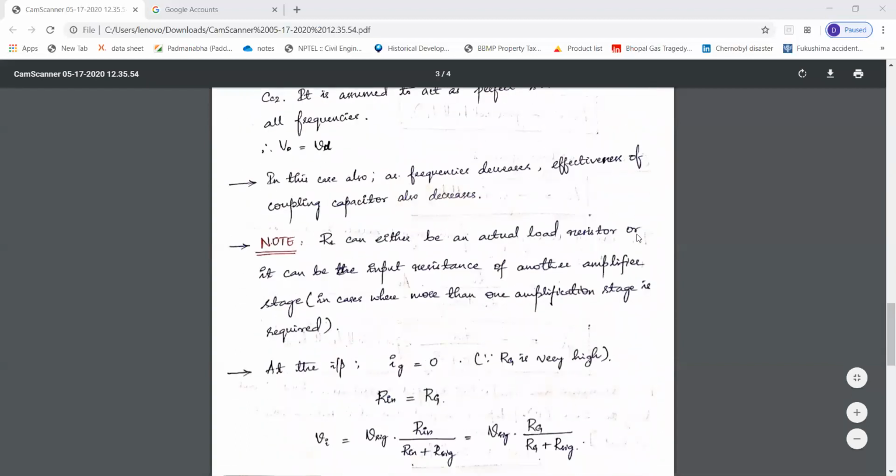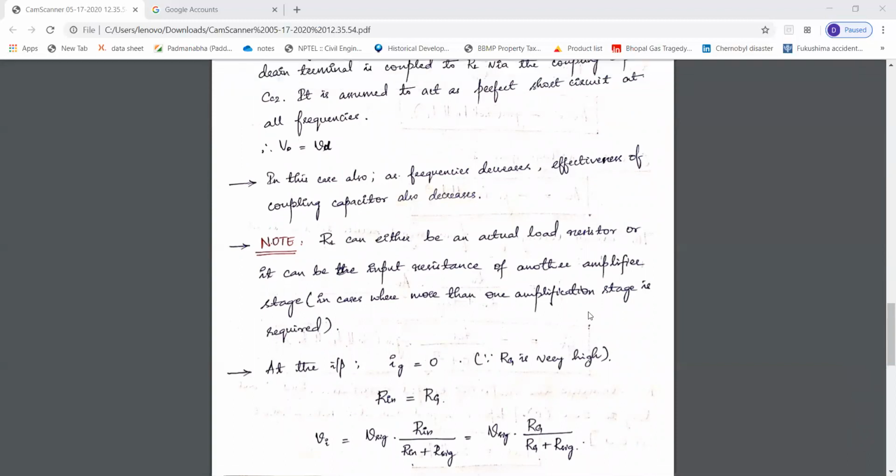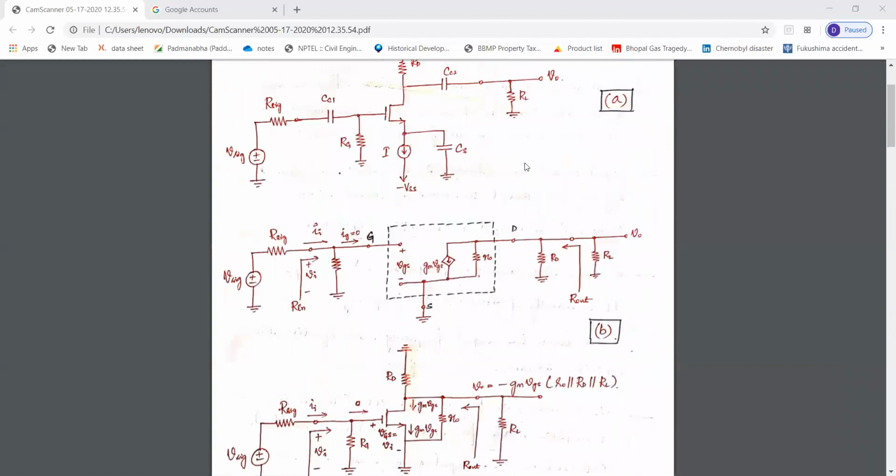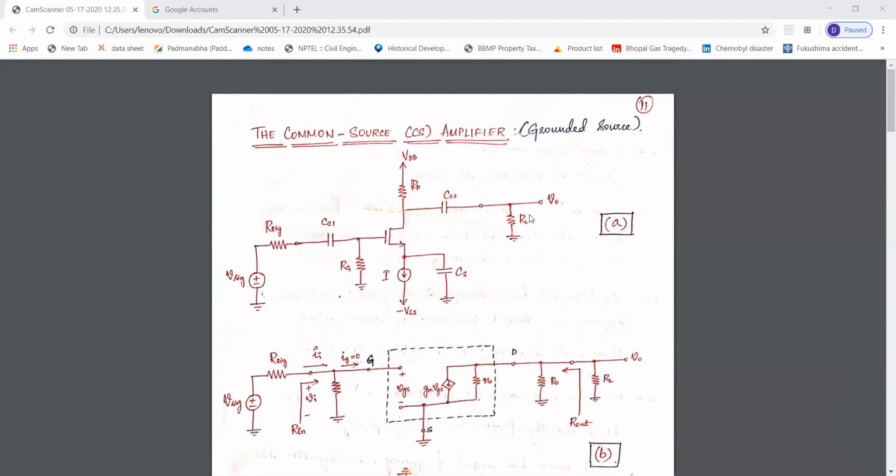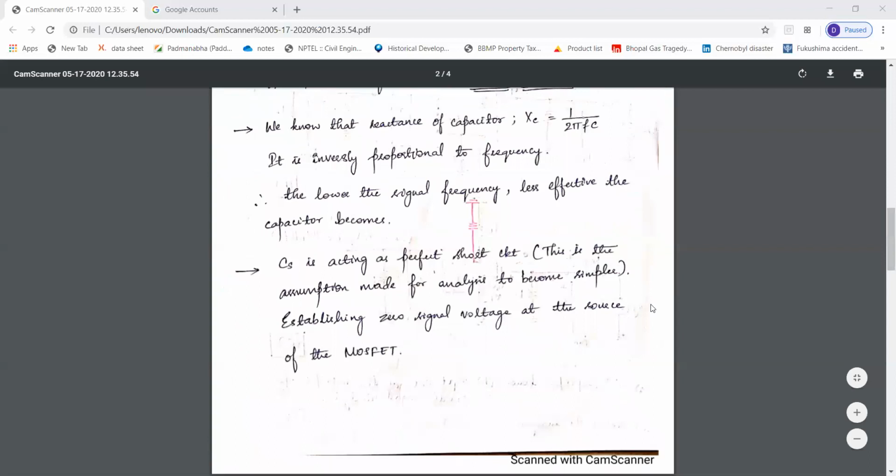And one thing you must remember here is that the RL that is here can be the load resistance of this stage, or it can be the input resistance of the next stage, if any stage is present over here. If it is cascaded, the RL can be the input resistance of the next stage, if there is any stage. Otherwise, this RL is the load resistance of this stage itself. So that is about RL.